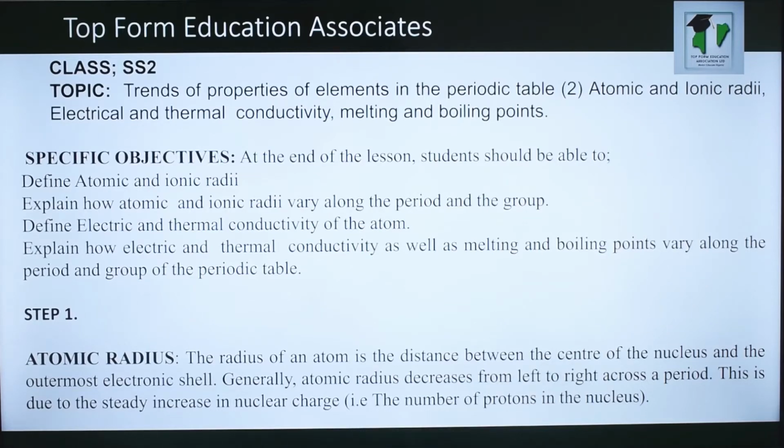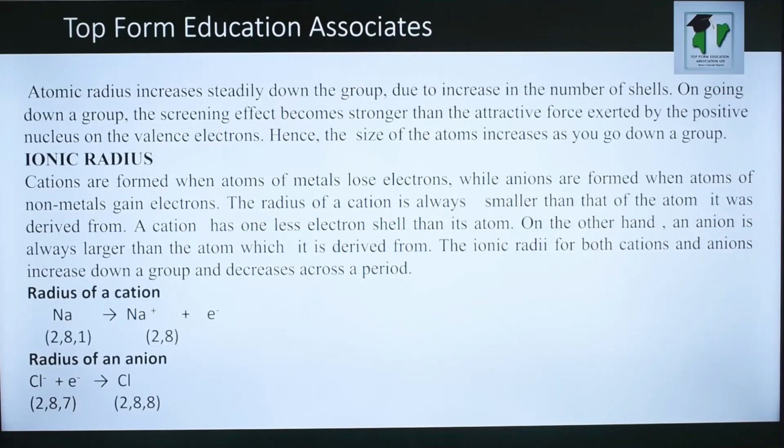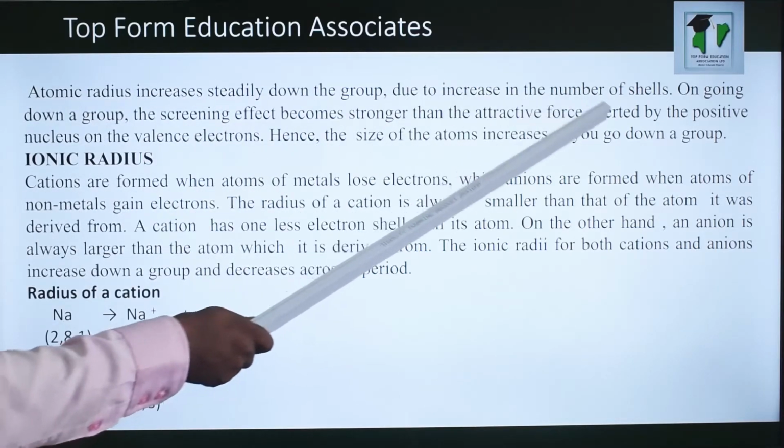Now, listen. As we move across the period, the atomic number increases. But when you move down the group, you discover that the number of shells increases. And as the number of shells increases, the atomic size increases. And if there is an increase in the atomic size of the atom, automatically there will be an increase in the atomic radius. Atomic radius increases steadily down the group due to increase in the number of shells.